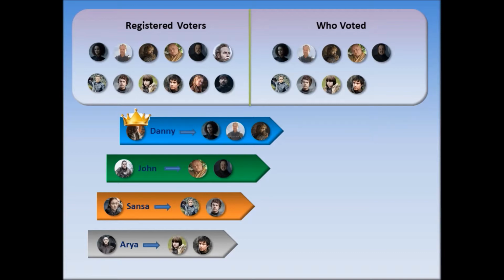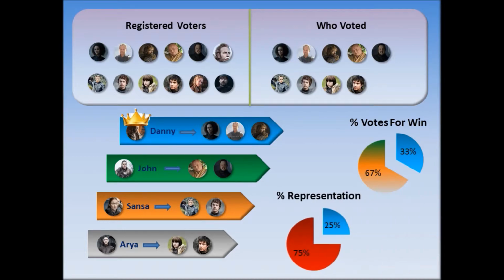Well, I was rooting for John, but anyway. Now, even though Danny got just 3 votes out of 9, a mere 33%, she still gets to be the winner, even though the remaining 67% of people voted against her. And if you consider all registered voters, she got just 3 out of 12, just 25%. The remaining 75% of people got no representation at all. This is injustice, pure injustice.